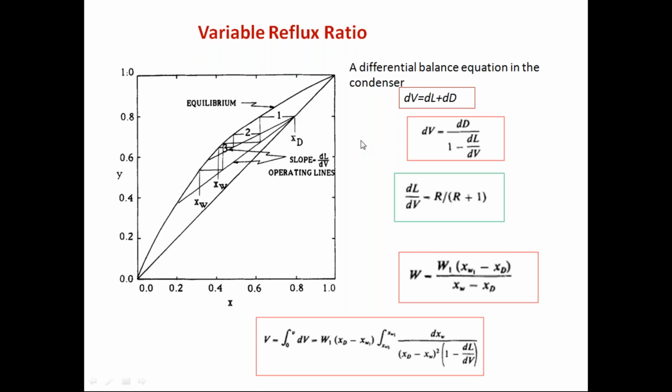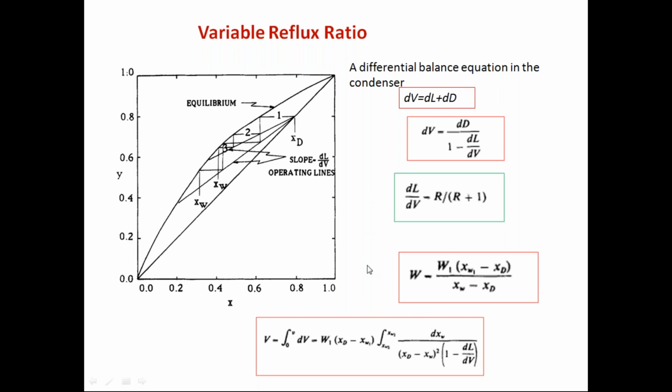This is the dL by dV, because R by R plus 1 will give the dL by dV. So that is the slope. The second one also, for 3 plates, gives another xw. So you have to tabulate for different reflux ratios, meaning different R by R plus 1 values, what the xw value would be. Then find out xd by xw whole square and 1 minus dL by dV, where dL by dV is R by R plus 1. This quantity can be estimated, and 1 by this can be estimated.